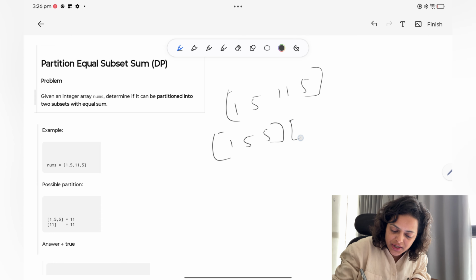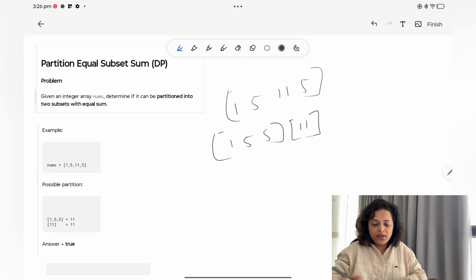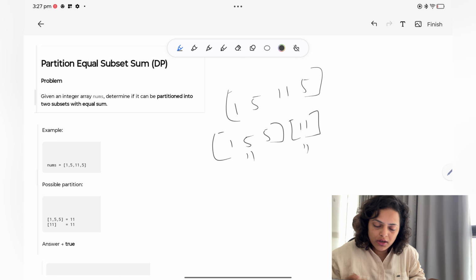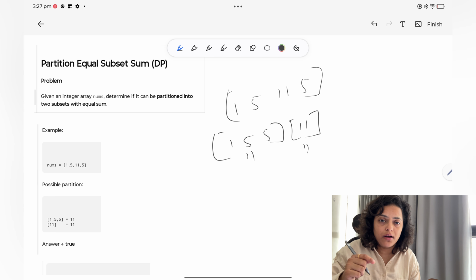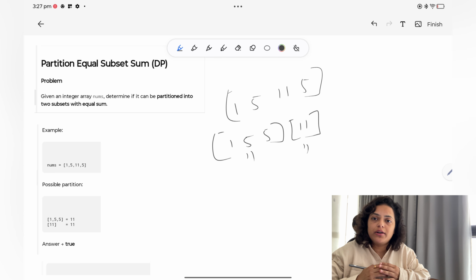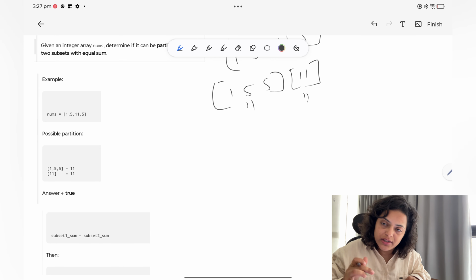This is one partition, and the second one is this one, 11. So 11 and 11, the sum would be equal. Do you remember we have solved one problem, which was target sum in dynamic programming? This is the ditto same problem. Here we will convert this problem into that problem.